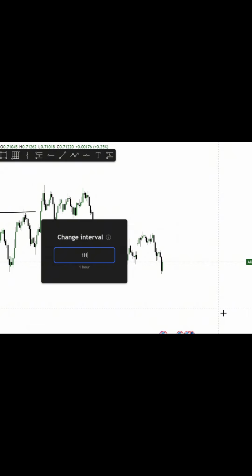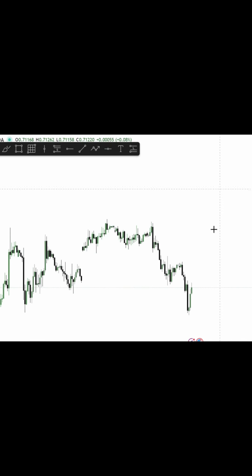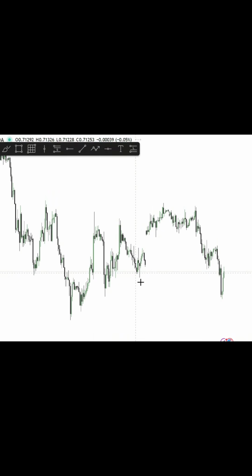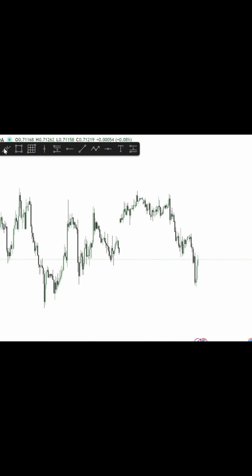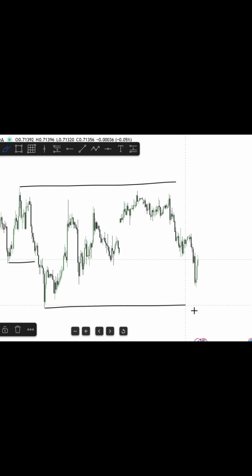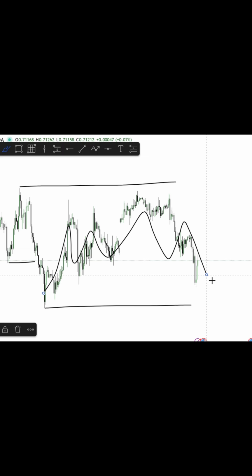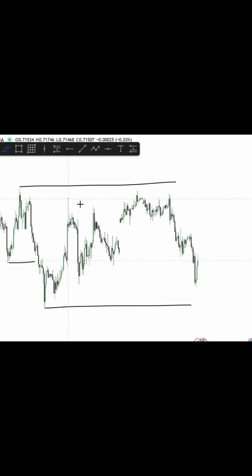If we move down onto the 1-hour time frame, it becomes increasingly unclear. Unfortunately, we can see we've had our break of structure in towards the downside. This is my swing high and this is my swing low. We've just been chopping around in this box, and I don't really see any clear opportunities. We did have an internal break followed by another bearish internal break.